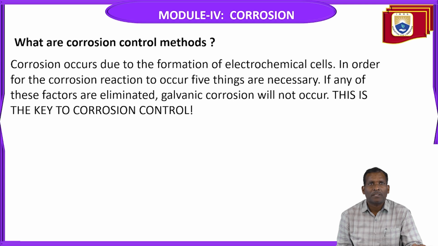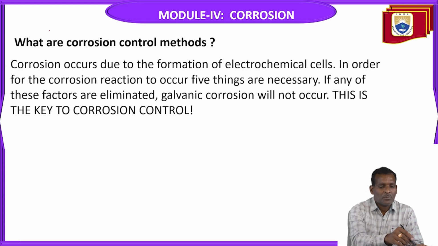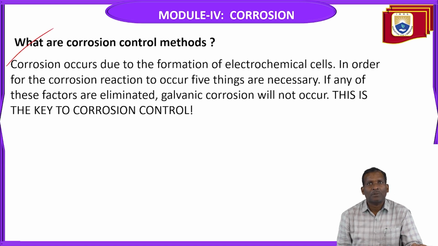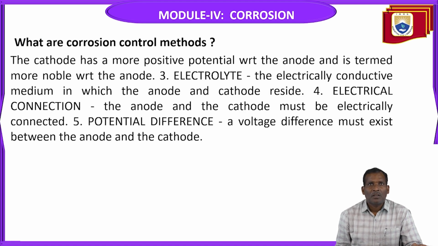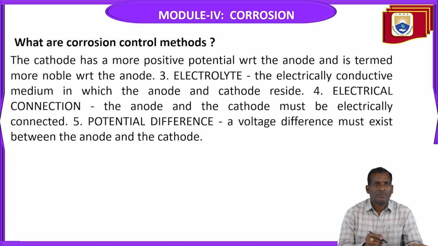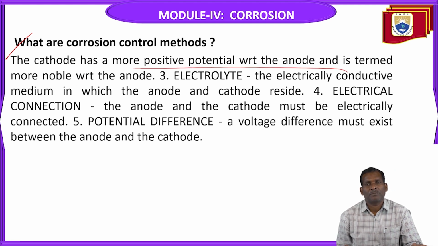So, what are corrosion control methods? Corrosion occurs due to the formation of electrochemical cells. In order for the corrosion reaction to occur, 5 things are necessary. If any of these factors are eliminated, the galvanic corrosion will not occur. This is the key to corrosion control. The cathode has a more positive potential with respect to the anode and is termed more noble with respect to the anode.